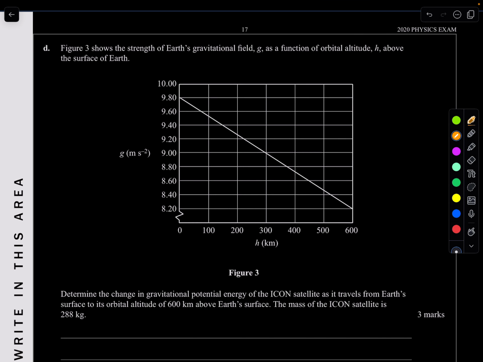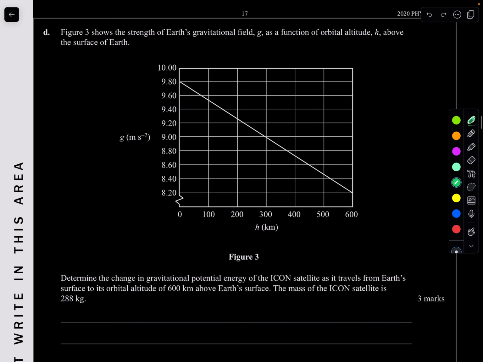Question D, let's really look at this part here. Figure 3 shows the strength of the gravitational field G as a function of orbital altitude h above the surface of the Earth. All right, so when it's at the surface, we have 9.8, and of course they haven't drawn everything, so when you see this, it means it's still going on.